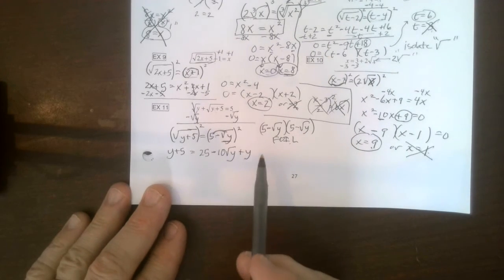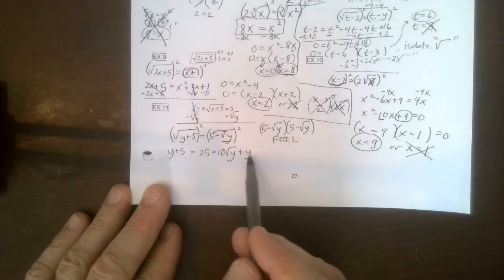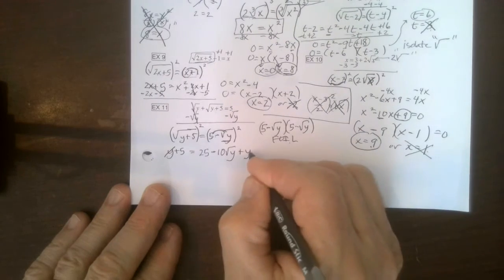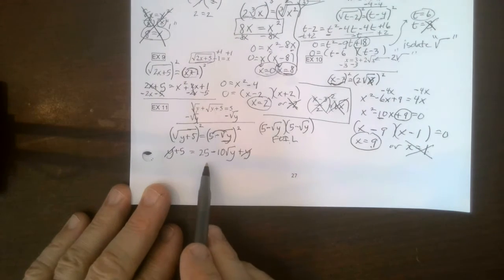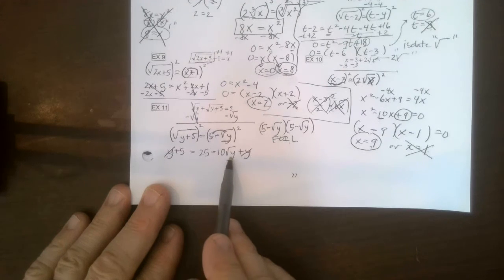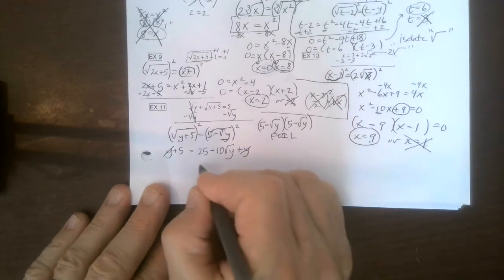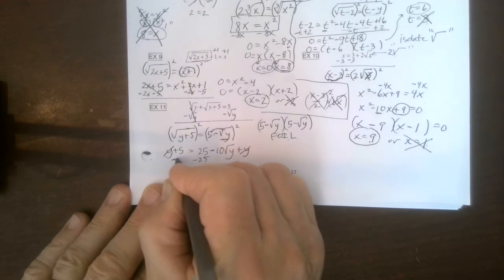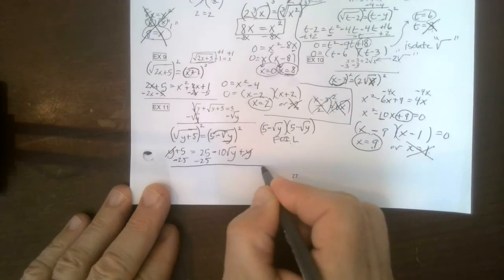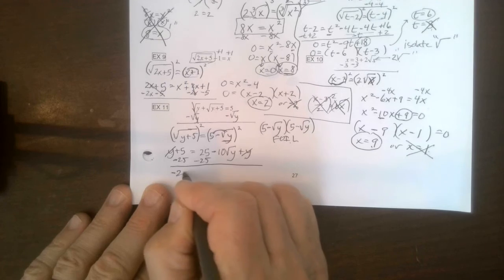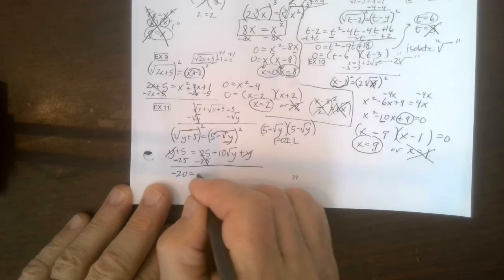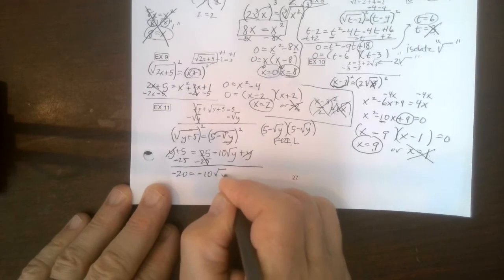Now look how easy this gets all of a sudden, because if I subtract y from both sides, that would cancel, that would cancel. And if I stick with the program and think, okay, now I'm going to isolate that square root, just like I've been doing all the way through these practice problems. I'm going to subtract 25, watch this carefully. I get negative 20 equals, these cancel, negative 10 square root of y.